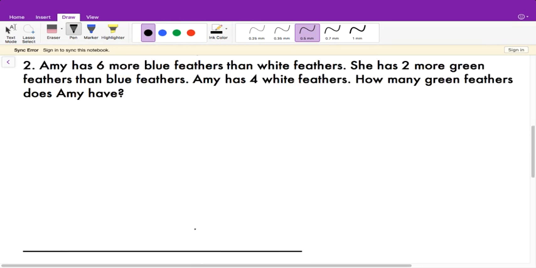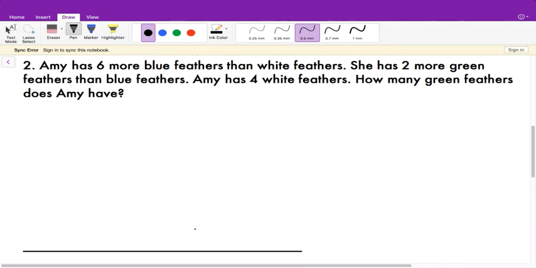Okay, let's read problem number 2 together. Amy has 6 more blue feathers than white feathers. She has 2 more green feathers than blue feathers. Amy has 4 white feathers. How many green feathers does Amy have? Wow, this is a complicated question.